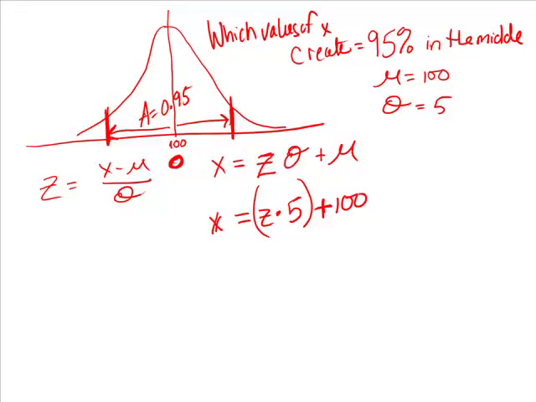Okay. Which one do you want to look for first? The positive one or the negative one? Let's look for the positive one. Okay. So I know that that z is going to be towards the end. So I'm going to look at my positive chart. All right.